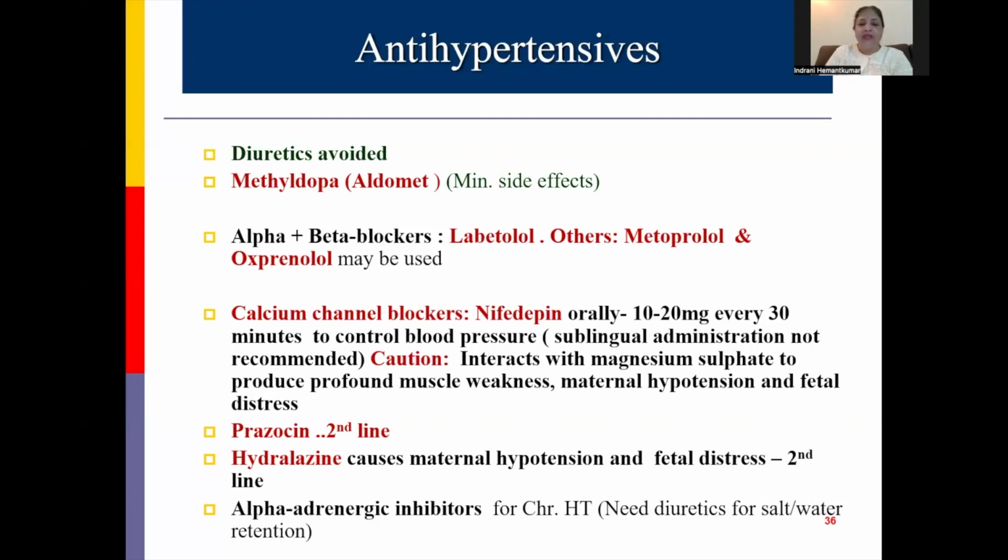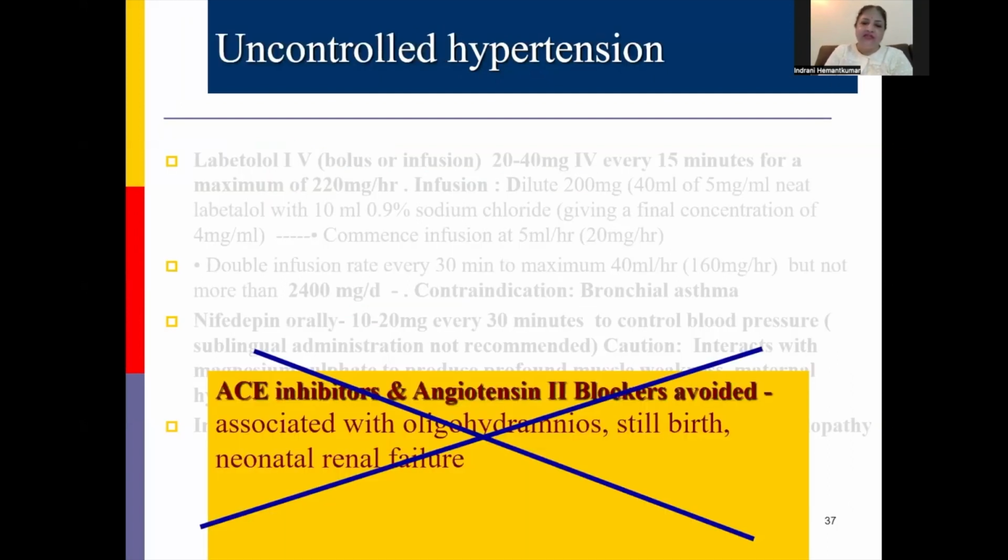not working. Alpha adrenergic receptor inhibitors, which are actually used for chronic hypertension, need diuretics for salt and water retention. And if possible, please avoid ACE inhibitors and angiotensin 2 blockers. They are associated with oligohydramnios, stillbirth, and neonatal renal failure, and are not used.